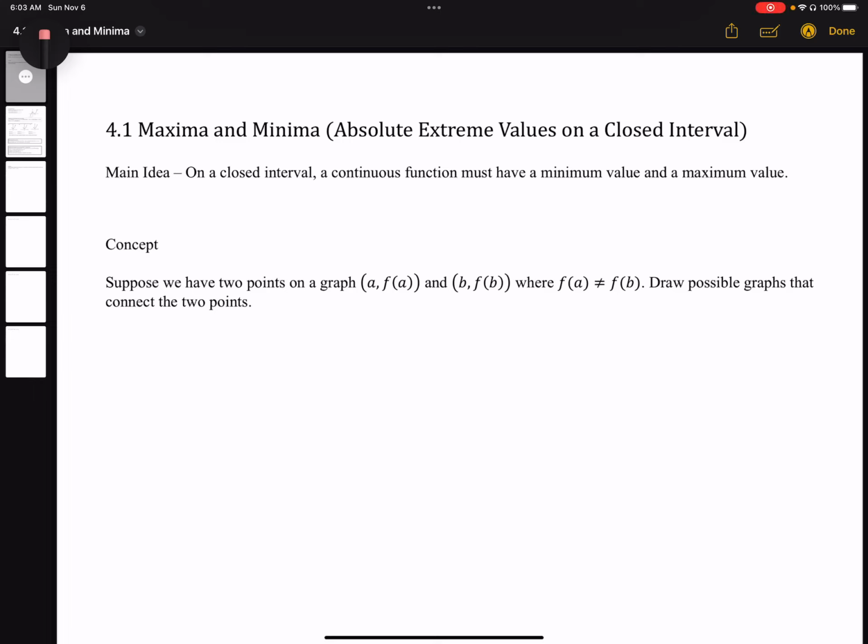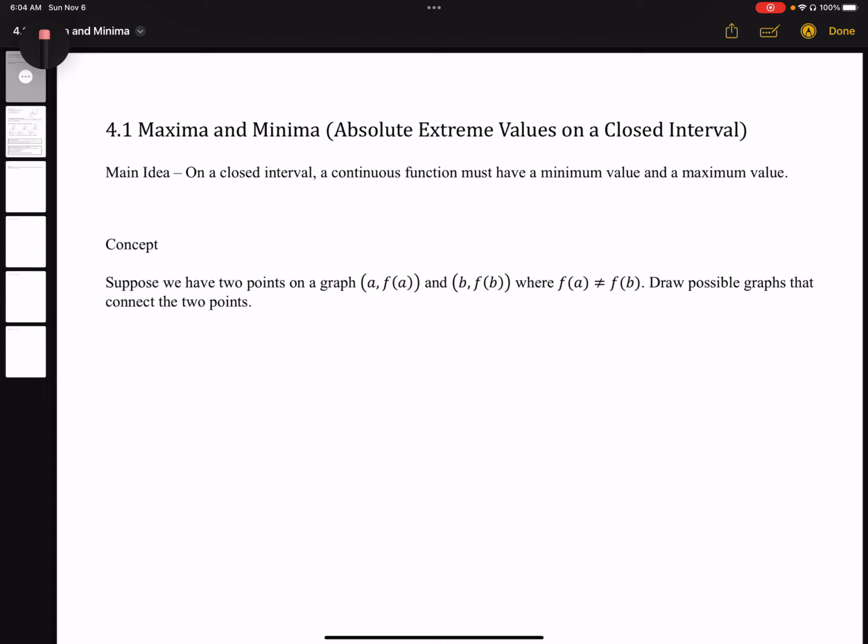Hey students, in this video we're going to talk about absolute extreme values on a closed interval. We call those values, in the singular, a maximum and minimum. Plural, we'll call them maxima and minima. All right, so our main idea here is that if I give you a continuous function and we draw that function on a closed interval, then the function has to have a highest point and a lowest point.